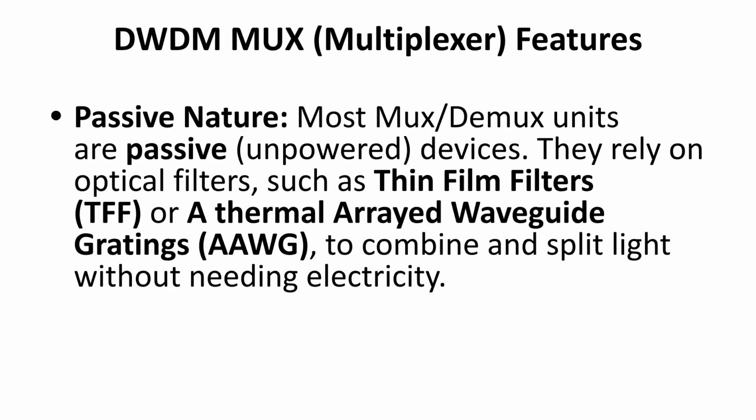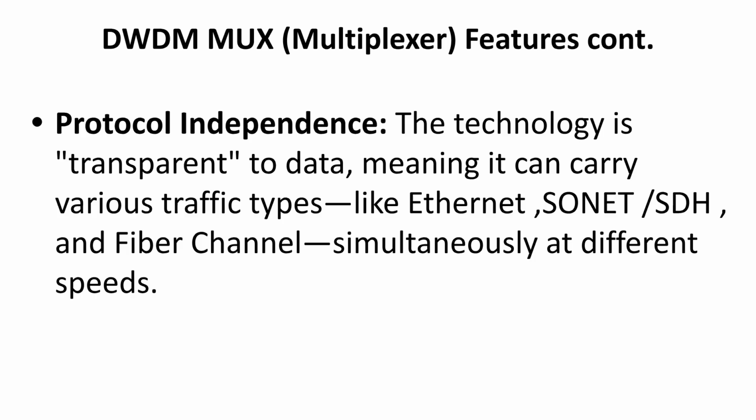DWDM MUX features include a passive nature, meaning most units are unpowered. They use optical filters like thin film filters or athermal arrayed waveguide gratings to combine and split light without electricity. A key feature is protocol independence. The DWDM technology is transparent to data, allowing it to carry various traffic types like Ethernet, SONET, SDH, and Fibre Channel simultaneously and at different speeds.